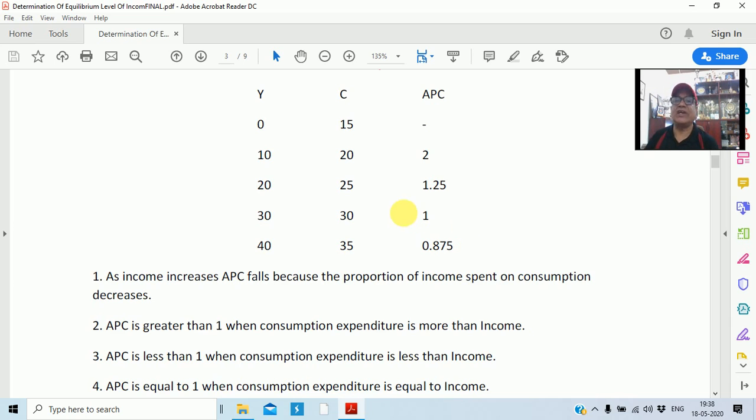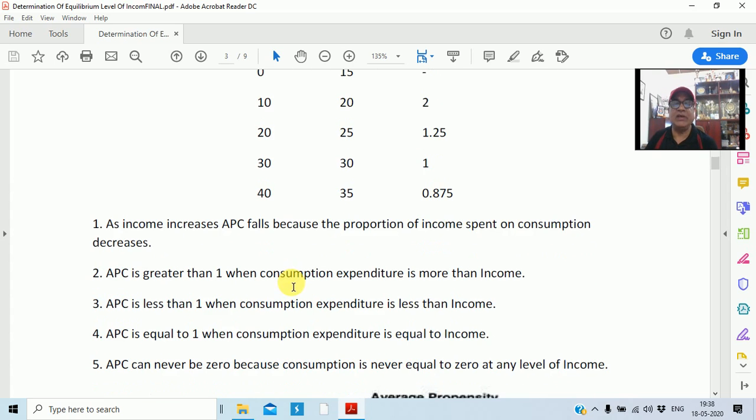So the first characteristic of APC is as income increases, APC falls because the portion of income spent on consumption decreases. The portion of income spent on consumption decreases because then people start thinking of savings. So that's why as income increases, APC falls.